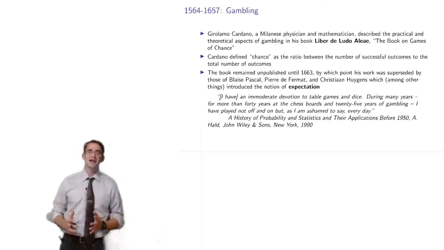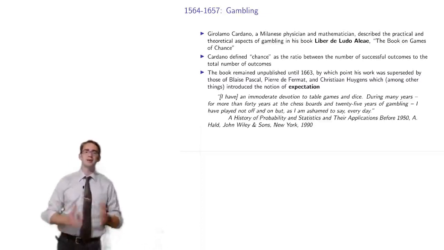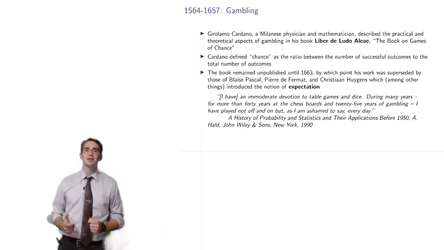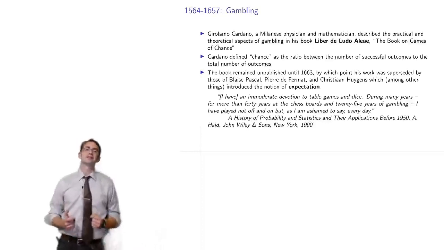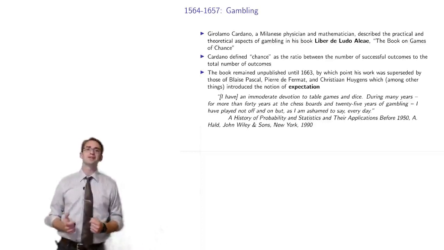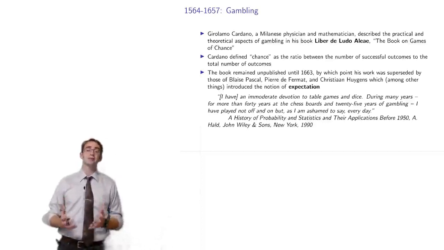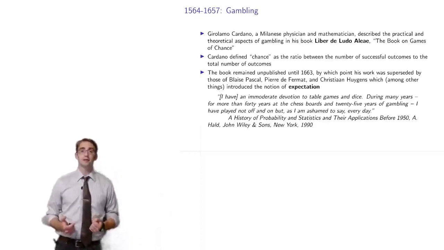Let's look at some history of stochastic models. And to do this, we have to go back to the beginning of where probability was even formulated by mathematicians. And that, I think, starts in the 1500s. Girolamo Cardano was a Milanese physician and mathematician who was a game addict. He described the practical and theoretical aspects of gambling in a book on the games of chance, which he called Liber de Ludo Aleae. I probably butchered that. He defined chance as being the ratio between the number of times you win a game divided by the total number of times you play the game. Okay, this is a predecessor to what we call expectation, which you've probably seen in a probability course.